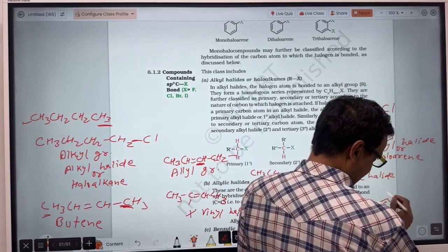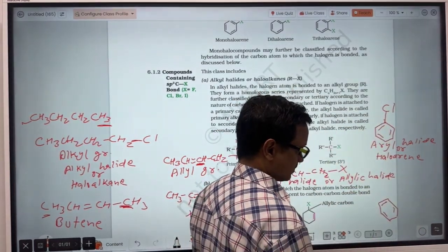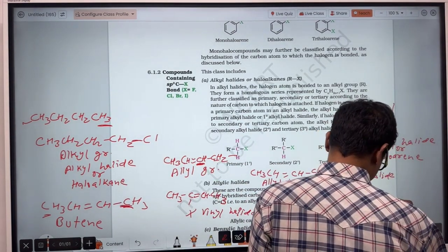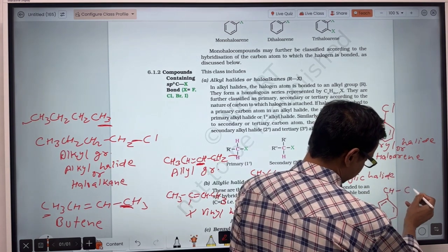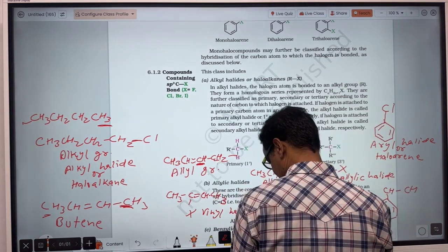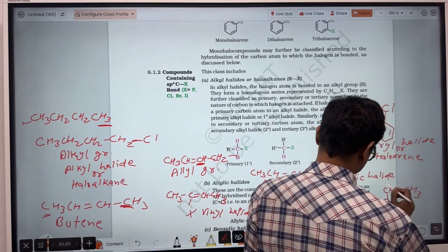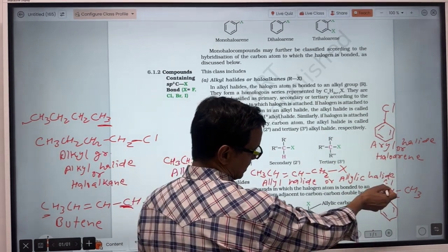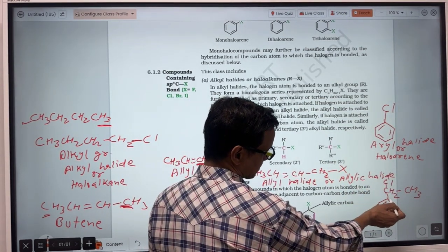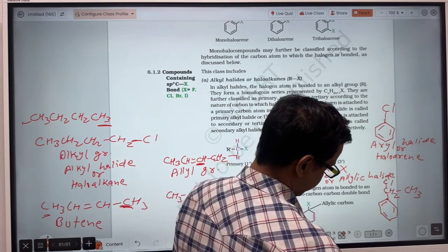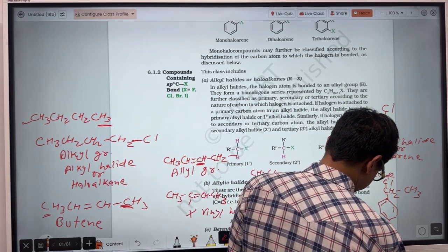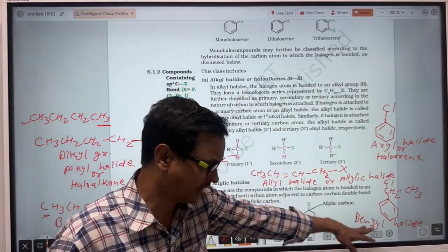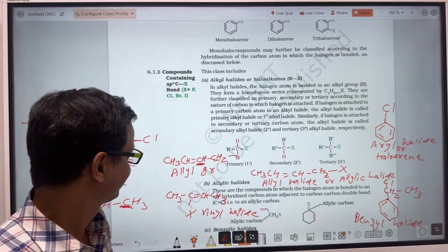But if the halogen is not directly bonded to the benzene, then that will be called benzylic halide. Like here a carbon will be there and after that the halogen will be bonded. So here the halogen is bonded to this carbon atom, and that carbon atom is bonded to the benzene carbon. So it will be called benzyl halide or benzylic halide.